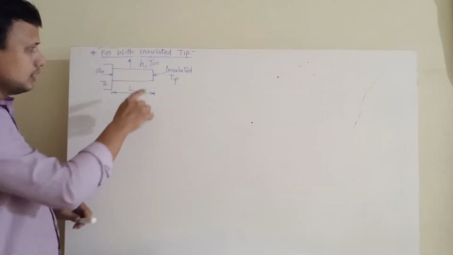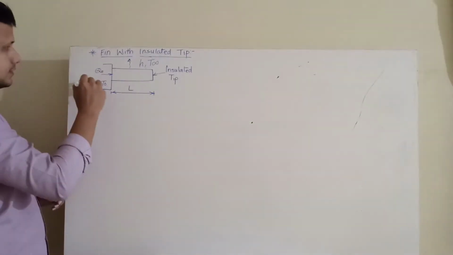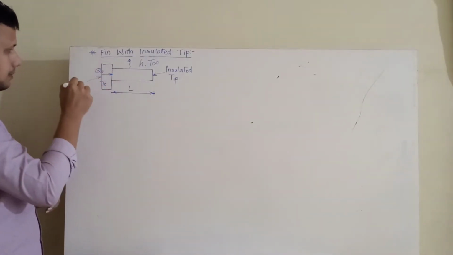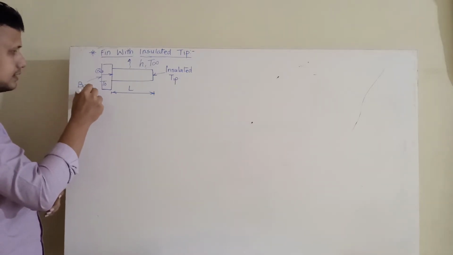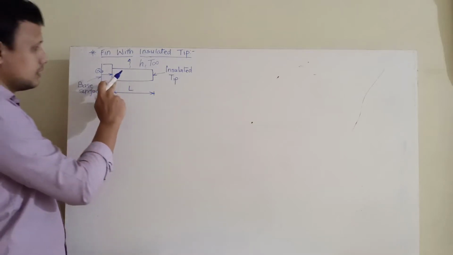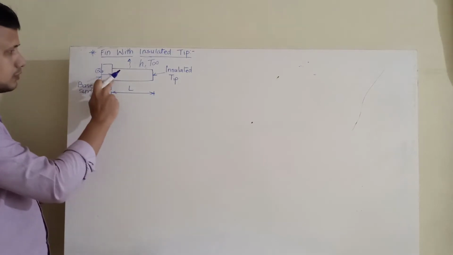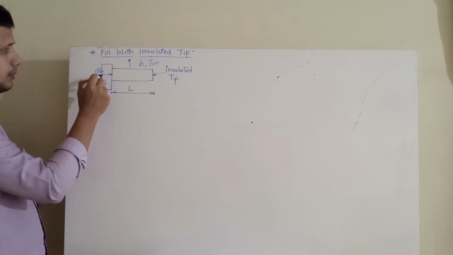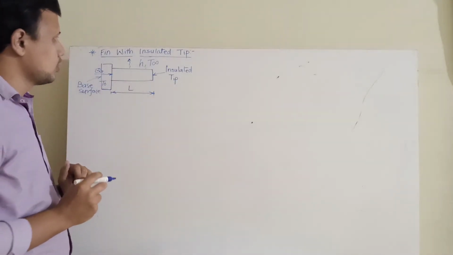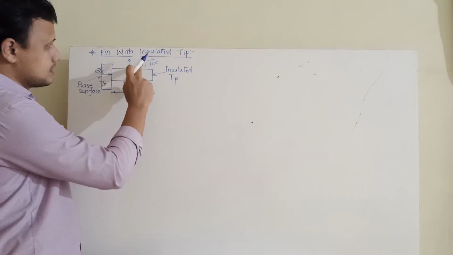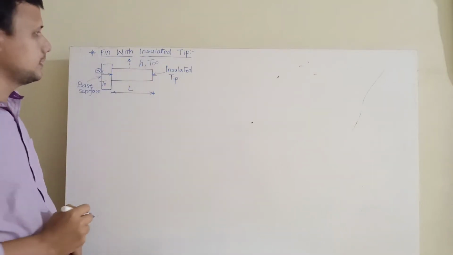So we are going to consider that there is this base surface. I will designate the base surface for you. So there is this base surface which is at a temperature T0 and it is attached with a fin of length L. Because of the fin attachment, Q0 will be the amount of heat conducted from the base surface inside the fin. Also, we assume that the fin is surrounded by a fluid having heat transfer coefficient h and temperature T infinity.